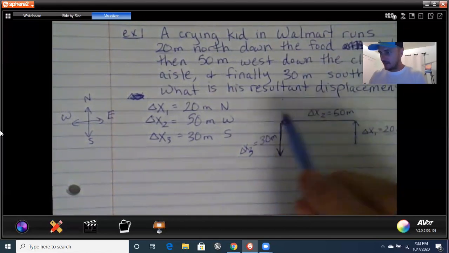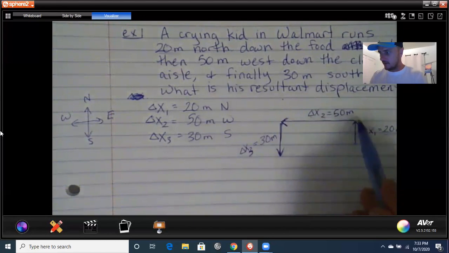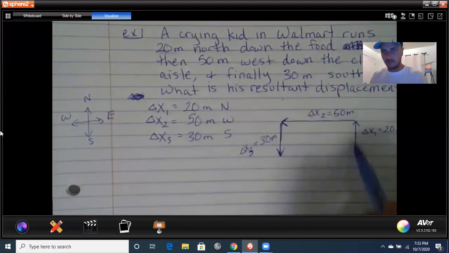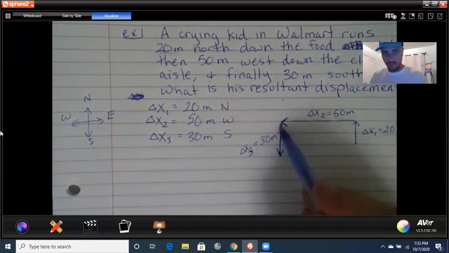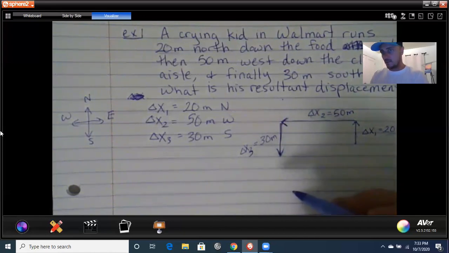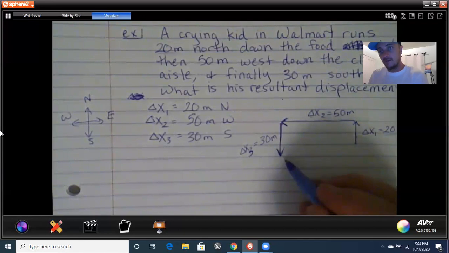The tail of the next vector went on the head of the previous vector, right? I drew the first vector, then the tail went on the head. That tail of the 30 went on the head of the 50, right? And now here's where things are going to be different for the first time. What does our resultant vector look like?